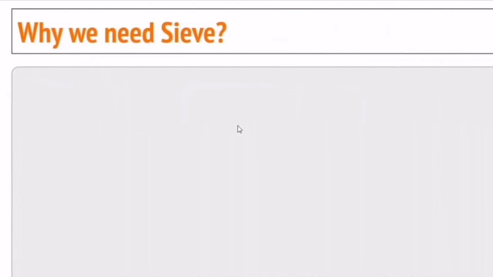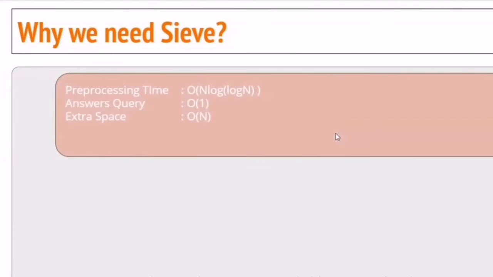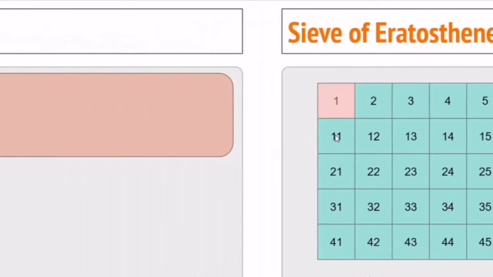So what we can do is we can simply apply Sieve, which can generate all the prime numbers in the range of 1 to n in n log n time, and then we can answer each query in constant time, and which requires extra space of n. So let's see what Sieve is.